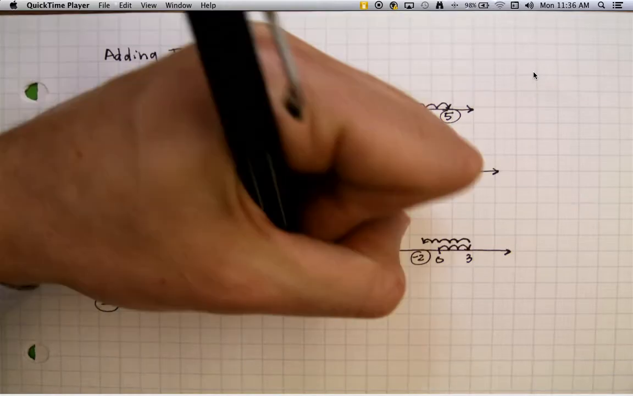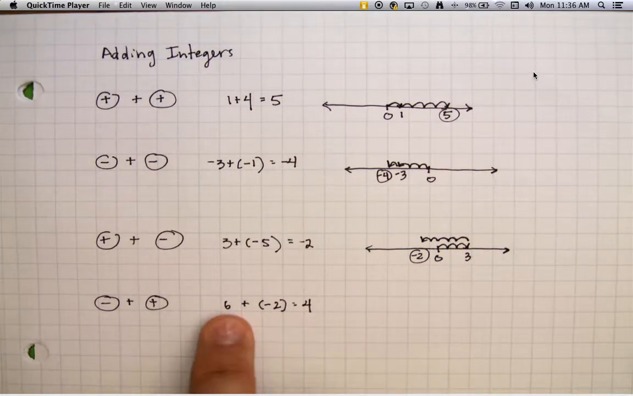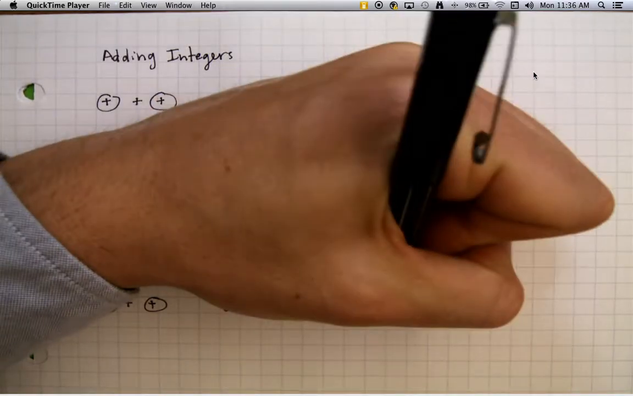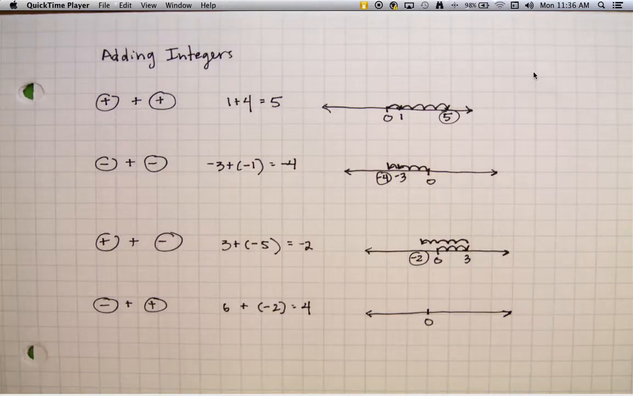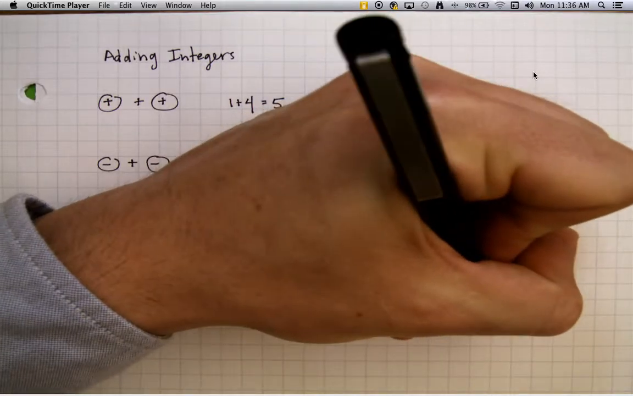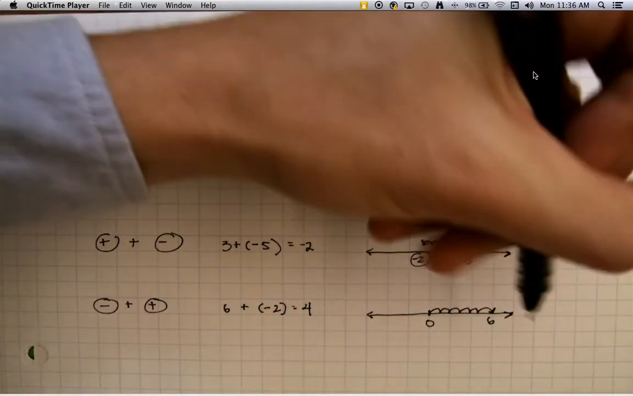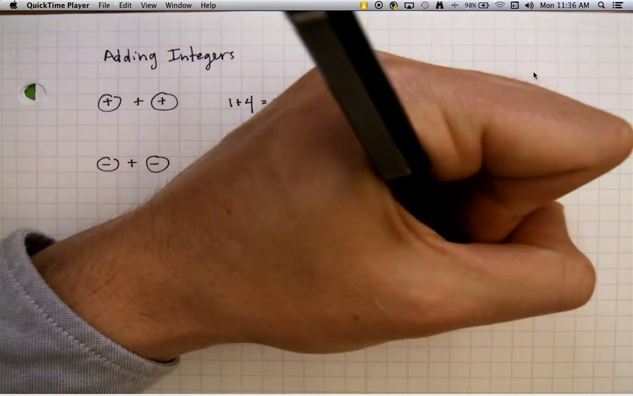The reason we had 4 positive objects and no negative objects is because there were more positives that had the larger absolute value. If we want to picture that on a number line, this problem is telling me to start at 0, jump 6 spaces in the positive direction, which takes us to +6, and then from 6, we're going to jump 2 spaces to the left, which is our negative direction, taking us back to +4.